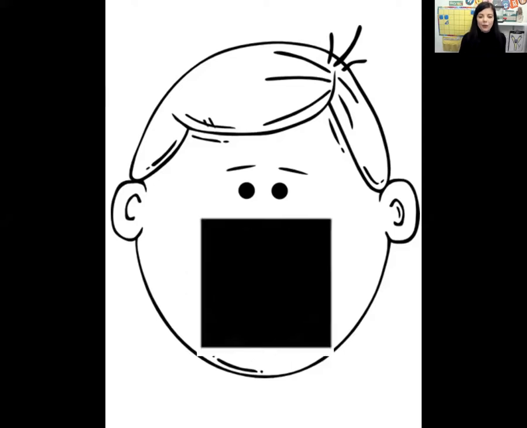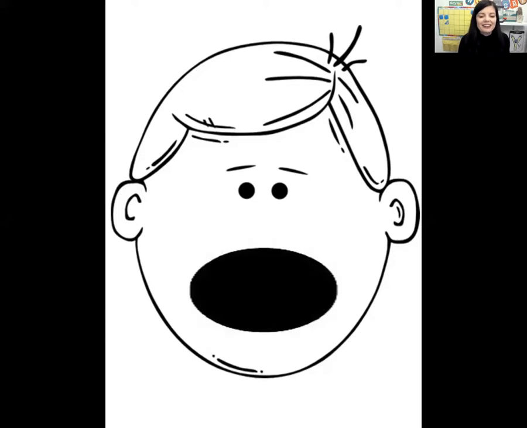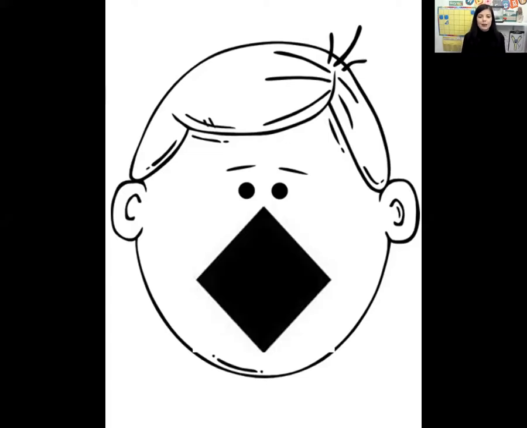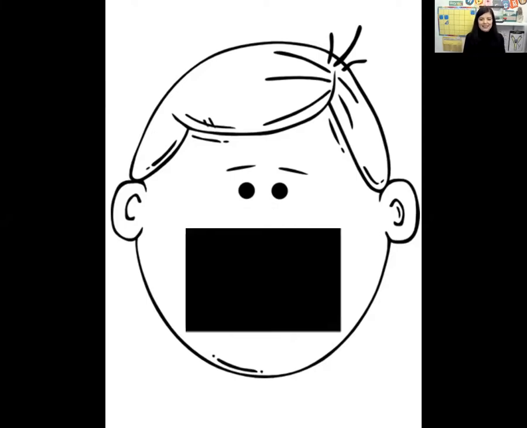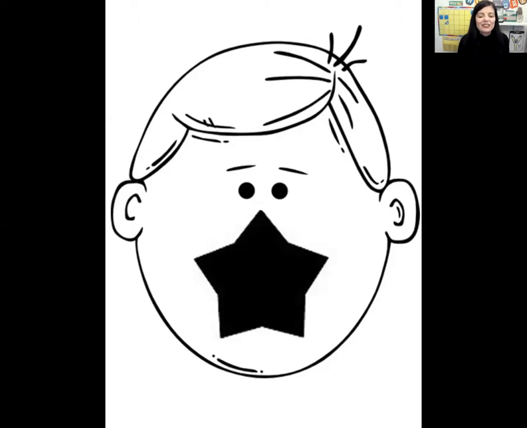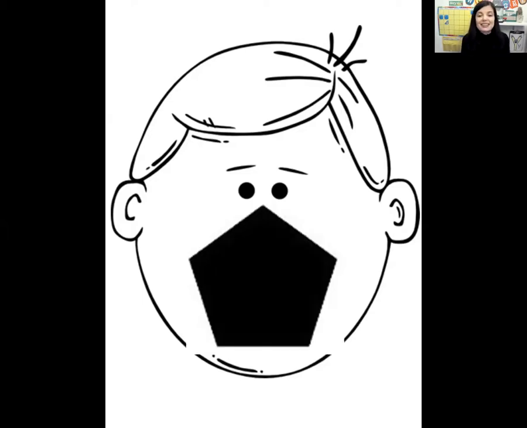Good. Whoa, what shape is this yawn? That's a square. That's more like it. What shape is this yawn? That's an oval. Whoa, he looks like a bird. What shape is this yawn? It's a diamond or a rhombus. Good. What shape is this yawn? That's a rectangle. What shape is this yawn? He looks like Mermaid Man. That's a star. What shape is this yawn? It has 5 sides.